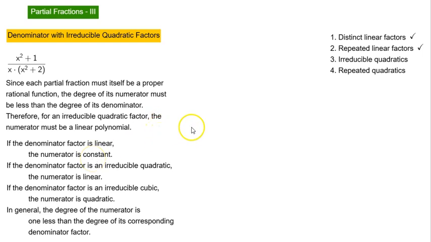That is why we were taking A, B, C. If the denominator factor is an irreducible quadratic, the numerator is linear. If the denominator factor is an irreducible cubic, the numerator is quadratic. So in general, the degree of the numerator is 1 less than the degree of its corresponding denominator factor.